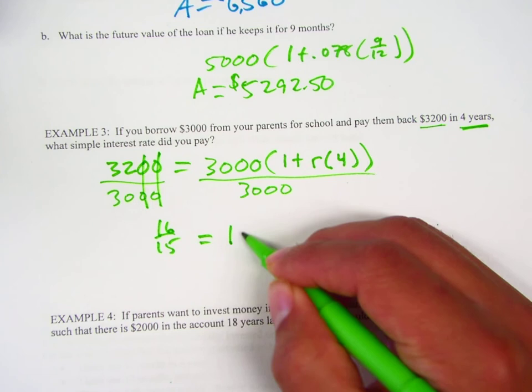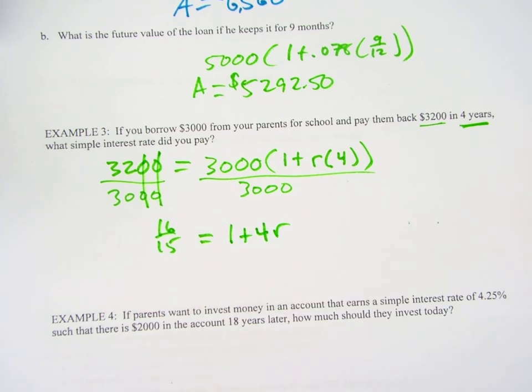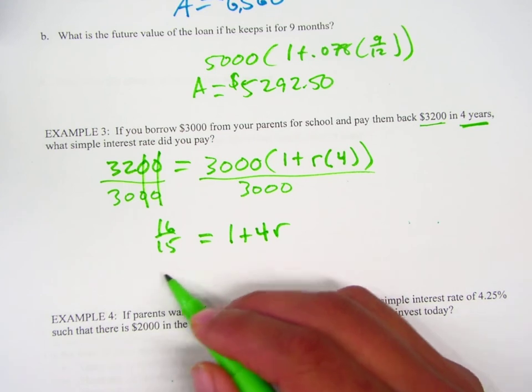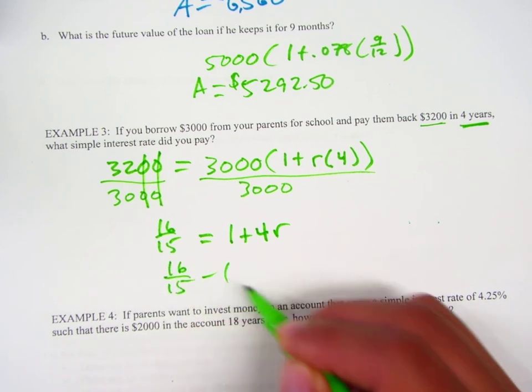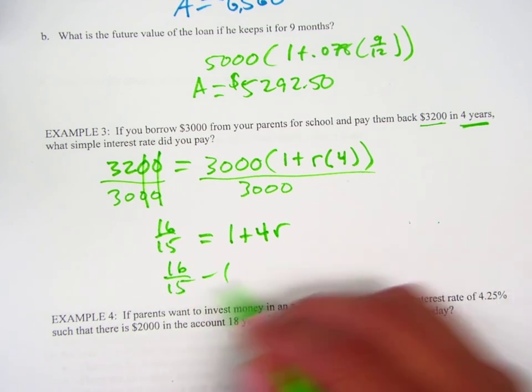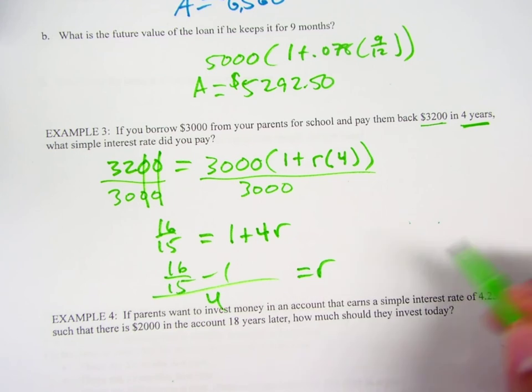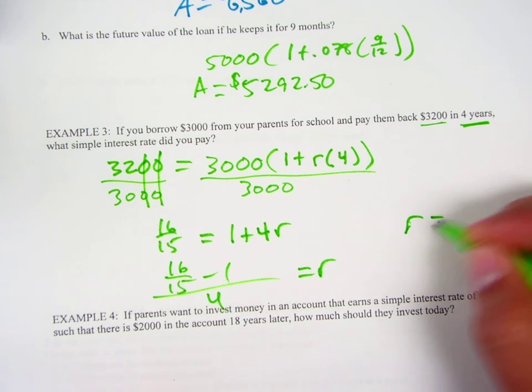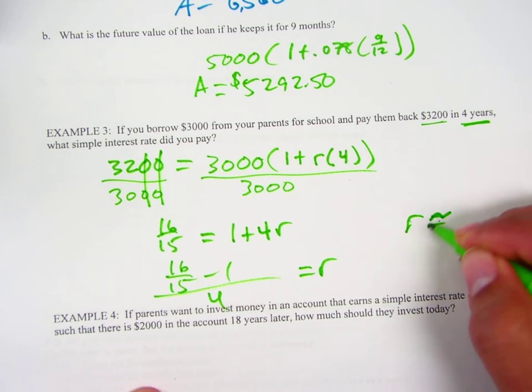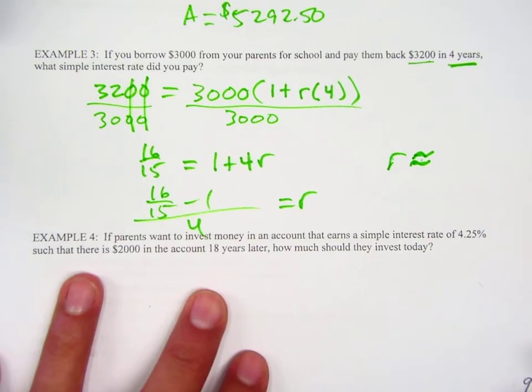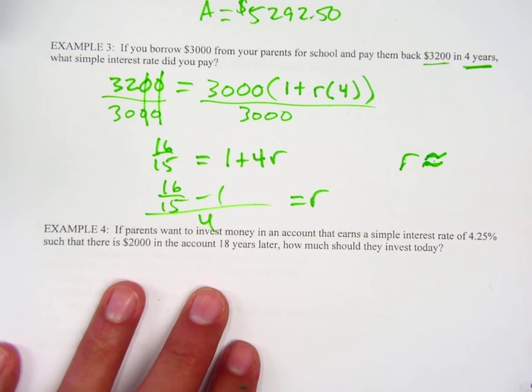So 16/15ths equals 1 plus 4R. How do I solve now? Minus the 1, and then divide that by 4. So whatever that is gives us our interest rate. So if we type in 16/15 minus 1, divide that answer by 4, what do we get?